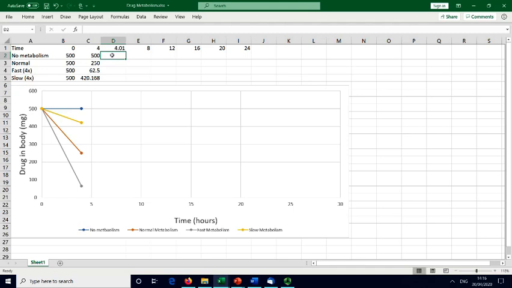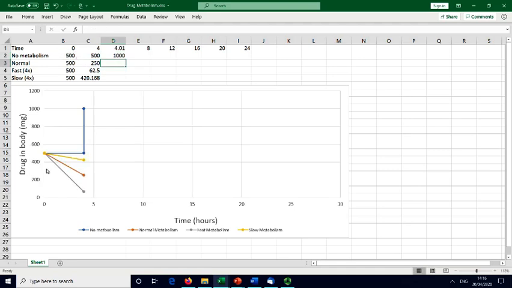So at this time point we add to the end of the previous time point the original amount of drug, again our original dose, and we can fix that so that doesn't change. We always add the same amount every 4 hours. So obviously with no metabolism, we've doubled the amount of drug you've got in your system. With normal metabolism, we've gone up 500 milligrams from that level, so we're now at 750, and again we can follow that through with the other 2.